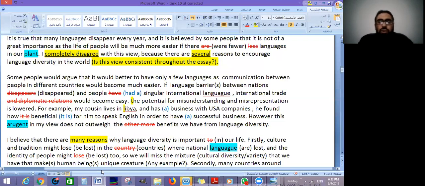Okay. So let's change the thesis statement and just state that we believe that with cultural diversity, the benefits outweigh the drawbacks of communication and so on. Let's move on.